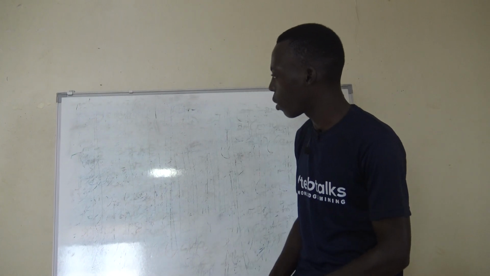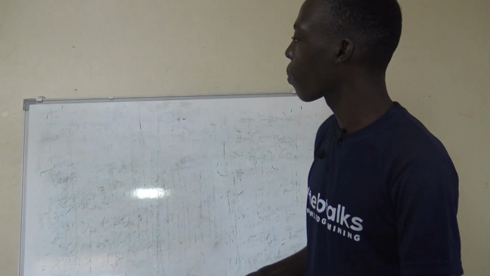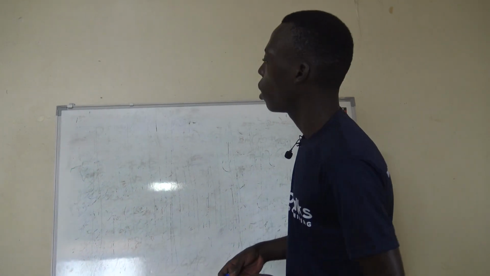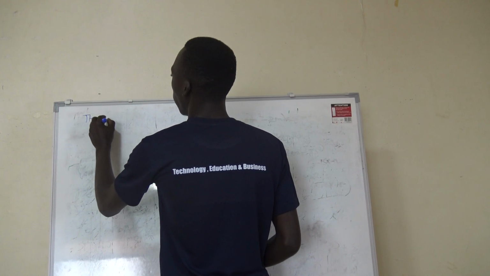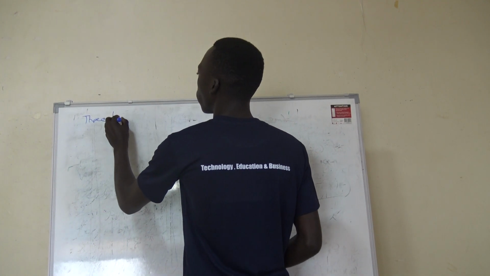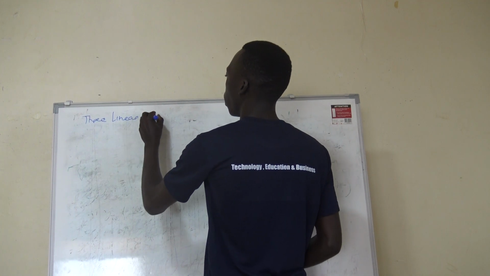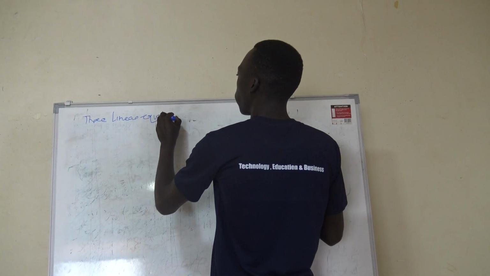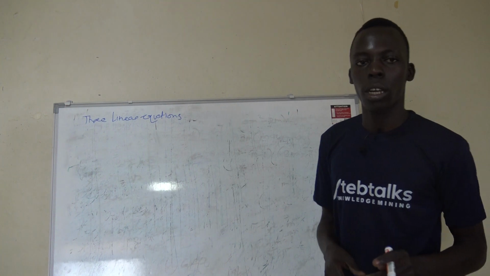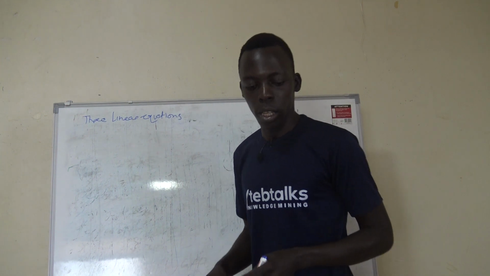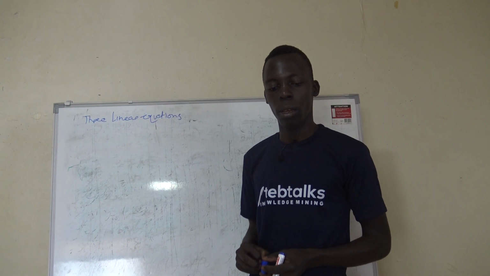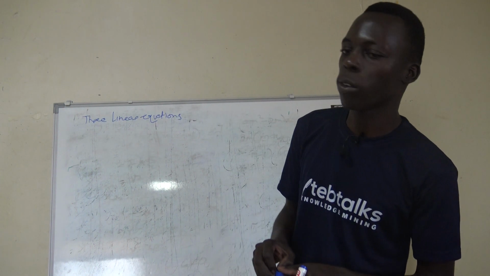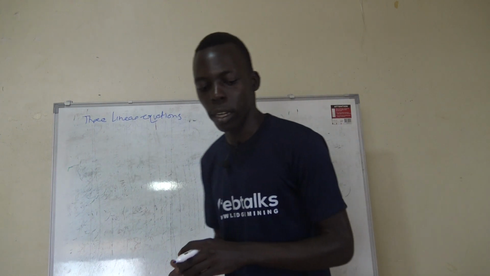We are continuing with algebra. Now we are going to another new thing, which is solving three linear equations. We say that in algebra, we can also look at the simultaneous equations, but here we are going to consider the three linear equations in the area which we look at.